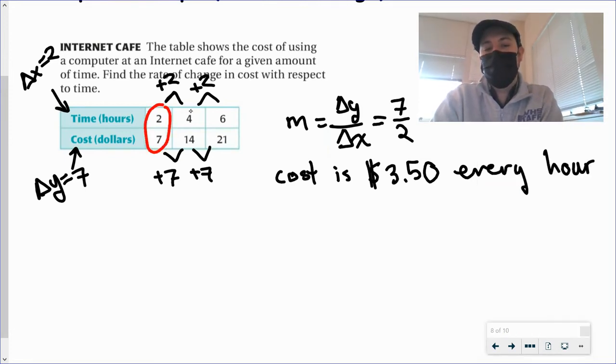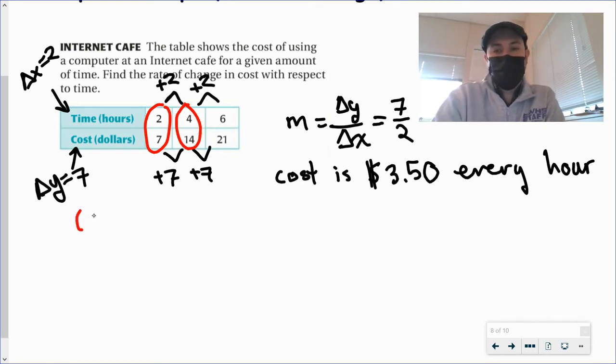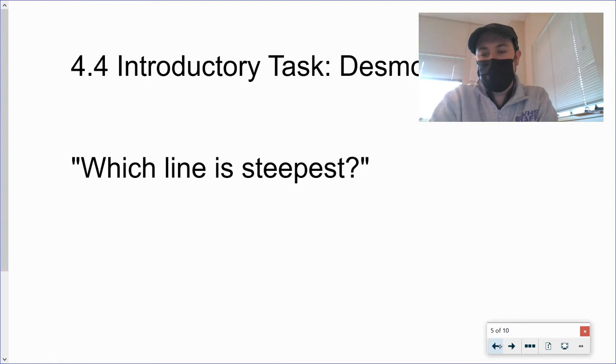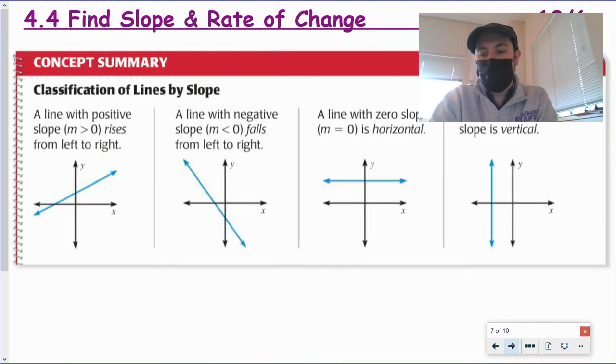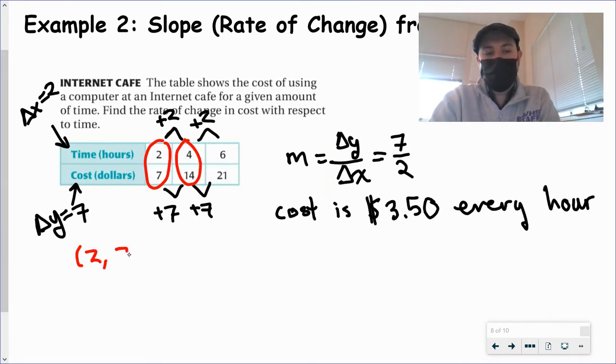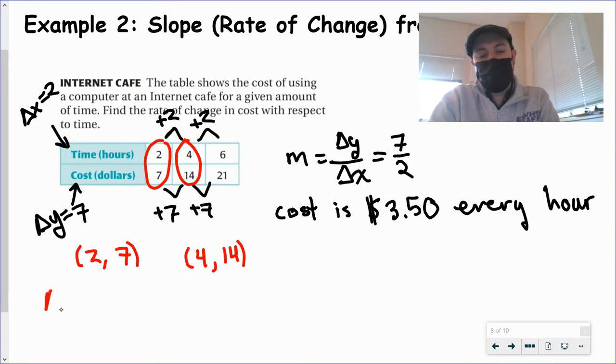So if I take 2 points, one of those is going to be my first point. I have to look at my slope formula and make sure I am consistent with how I presented it: y2 minus y1. So I might have my first point be 2, 7, and then my second point would be 4, 14.